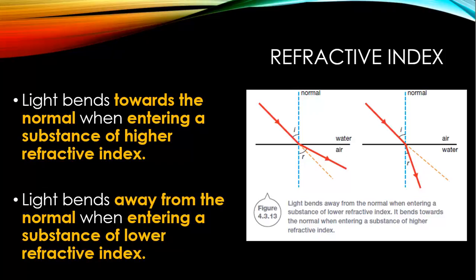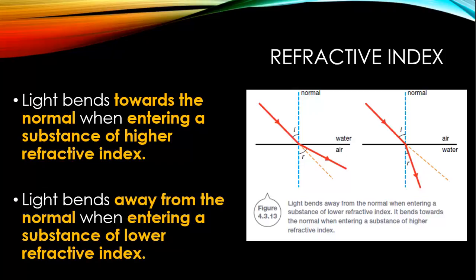Light bends towards the normal when entering a substance of a higher refractive index, and light bends away from the normal when entering a substance of lower refractive index. On the right here, we've got a diagram. We've got the normal, which is the imaginary line that separates the surface at a right angle, which divides it. We've got the red line here, which represents the incident ray, and then the refracted ray when it passes through those substances. We've also got the angle of incidence and the angle of refraction represented by the I and the R.